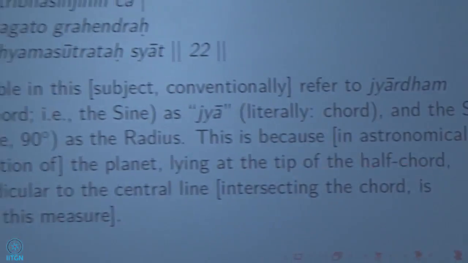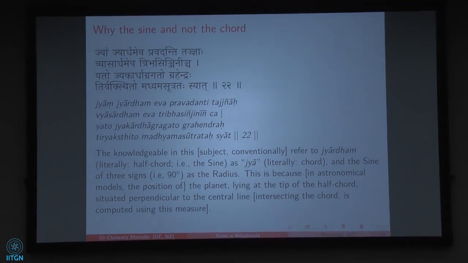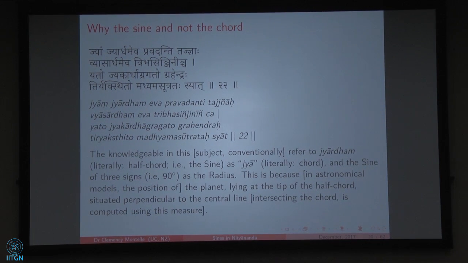Nityananda says here, why do we call this the sine? He says, this is because, and all the stuff that's in brackets is my supplied, but I think it's okay with the context, this is because in astronomical models, the position of the planet lying at the tip of the half chord is situated perpendicular to the central line intersecting the chord, is computed using this measure.